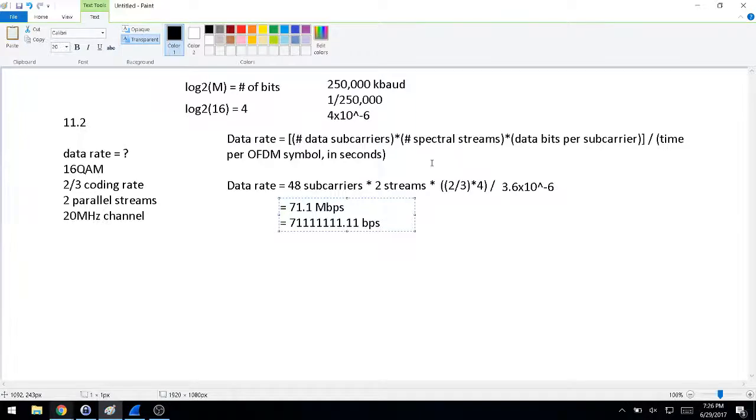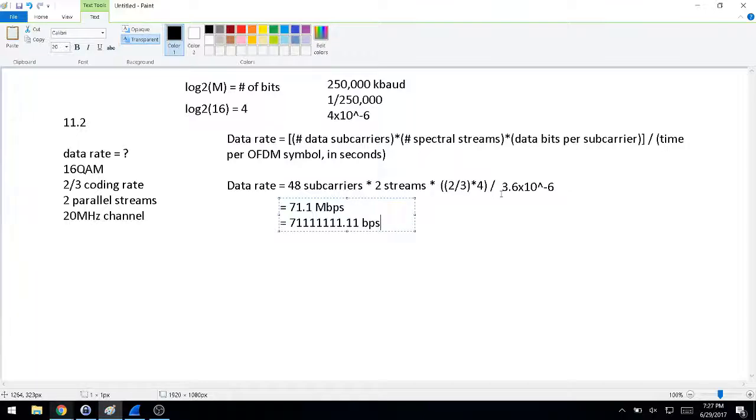And then for data bits per subcarrier, we remember that we have 4 bits per symbol because we're using 16-QAM, which means we need 4 bits to represent up to 16. 0 to 15 in binary requires 4 bits. But we have a 2/3 coding rate, which means that only 2/3 of these 4 bits are being used for data. The other third are being used for meta information like error correction. So only 2/3 of the 4 are actually data bits per subcarrier.